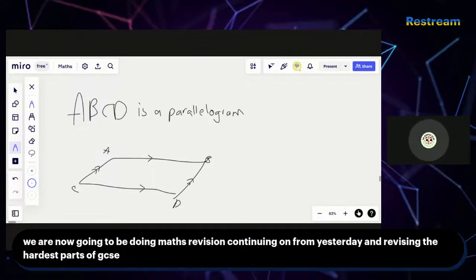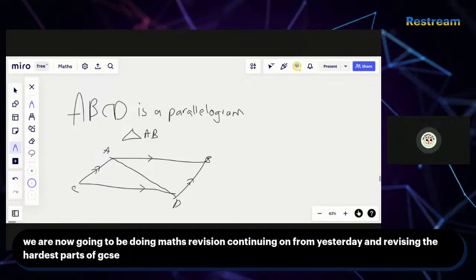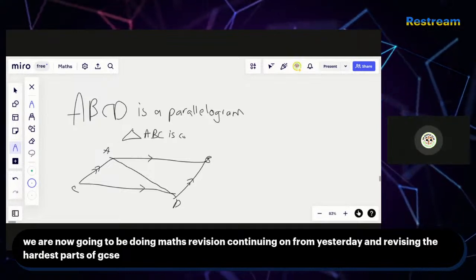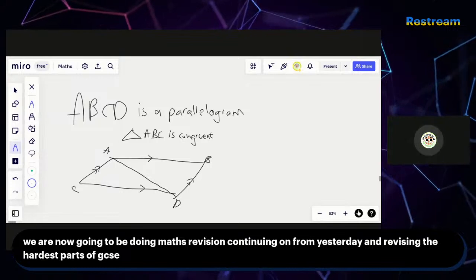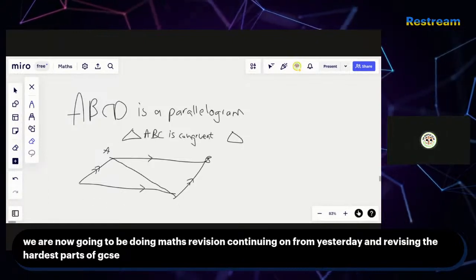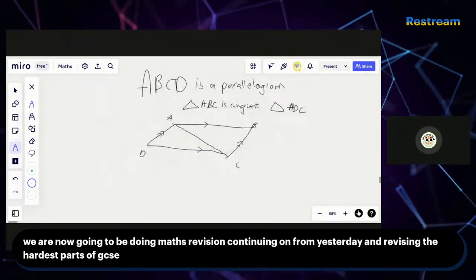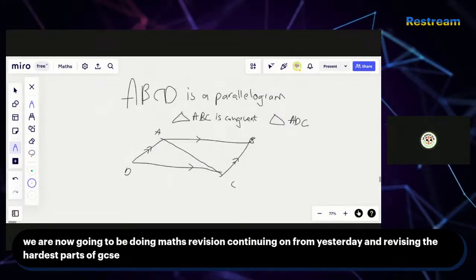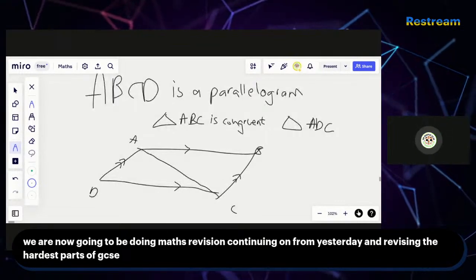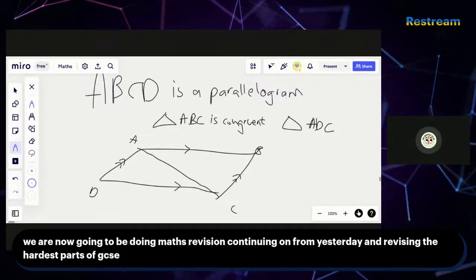Now, triangle ABC is congruent. Now, the definition of congruent is exactly the same in all sizes and all angles, okay? So triangle ABC is congruent to triangle ADC, and we have to prove this congruency. So how do we prove this congruency? There's different ways to prove congruency. So we've got angle, angle, angle, side, side, angle, side, angle, right angle, hypotenuse side, and side, side, side. But first, let's use the information that's given to us.